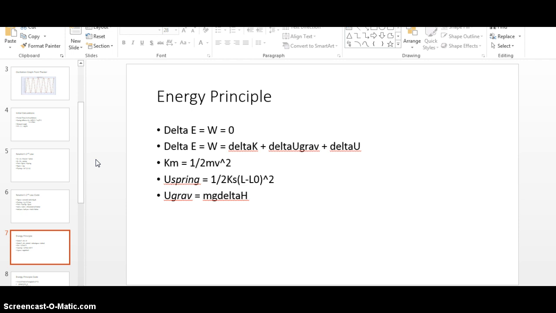Next, we'll look at the energy principle. We know that the surroundings are not acting on the system. So therefore, there is no interaction from the surroundings, which therefore means that work equals 0. Therefore, delta E equals 0. And then we also know that delta E equals work, which equals change in K plus change in gravitational potential plus change in spring potential energy. And then we have U spring and U grav, the formulas for those outlined here.